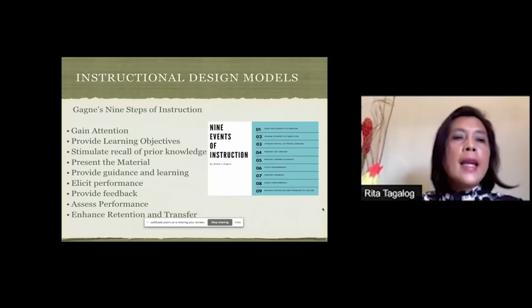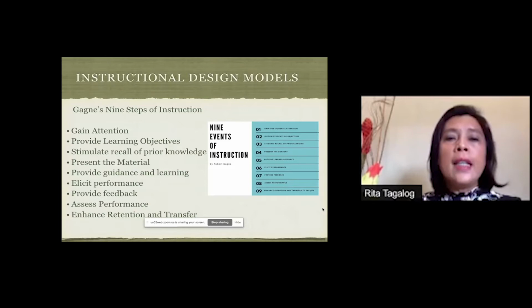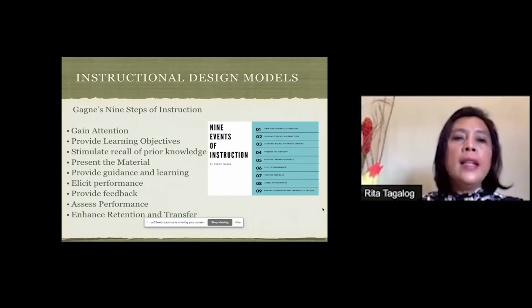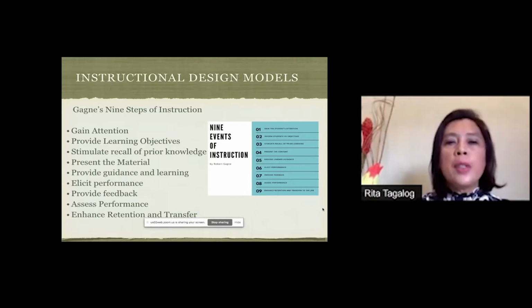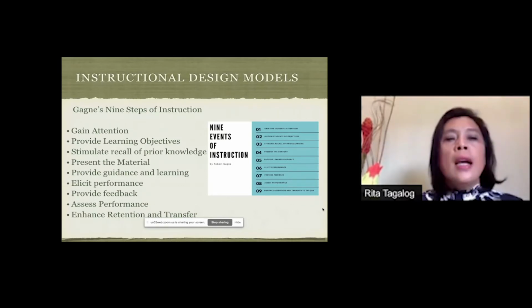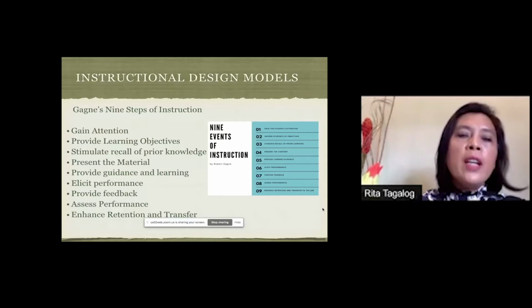The second design model that I find also very important in the integration of cultural icons or instructional tools is the model of Gagne's 9 steps of instruction. Gagne's 9 steps of instruction, it's a good one because it provides teachers more opportunities to utilize the cultural icons or the technological tools.